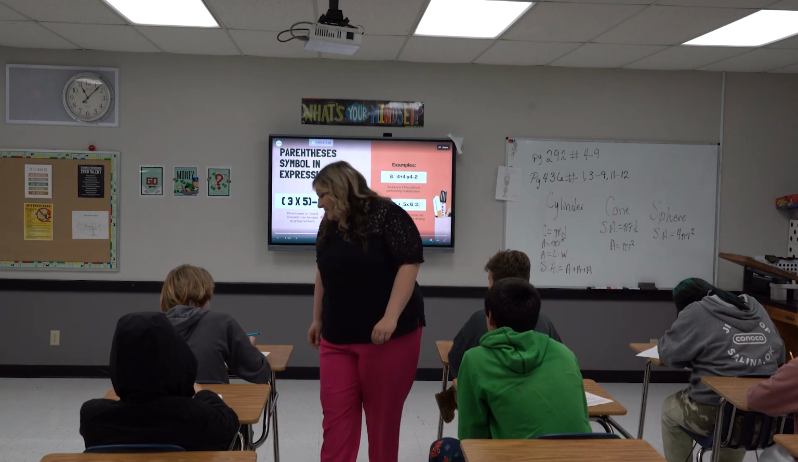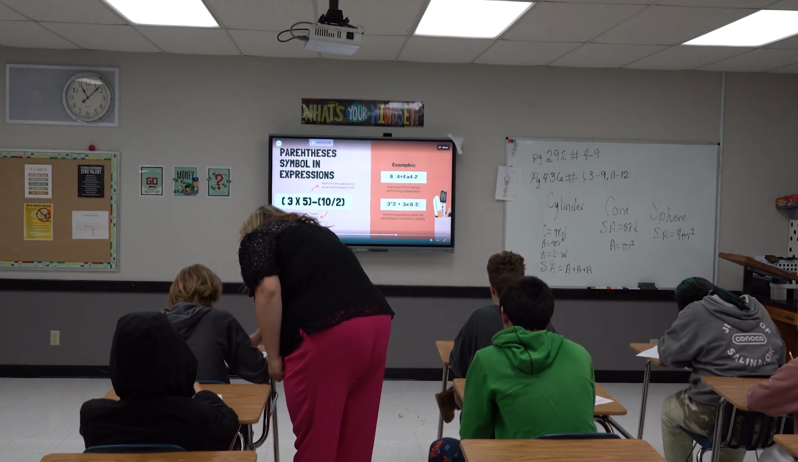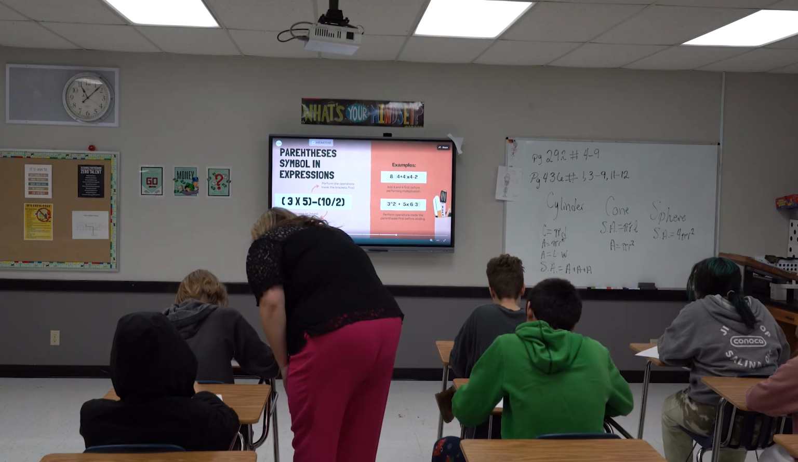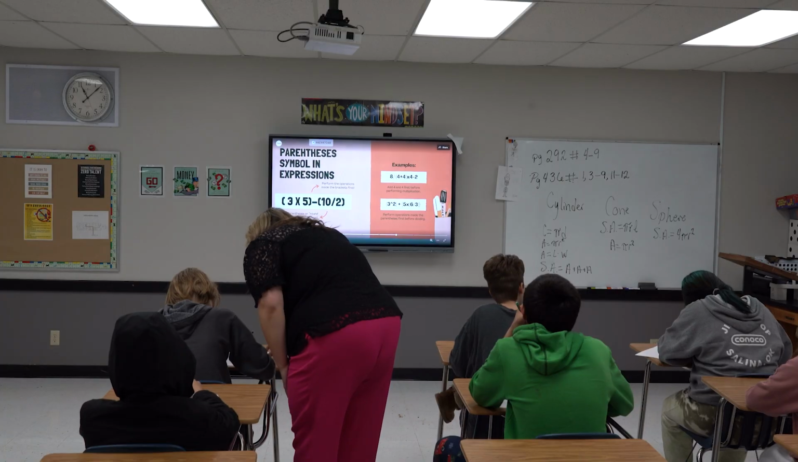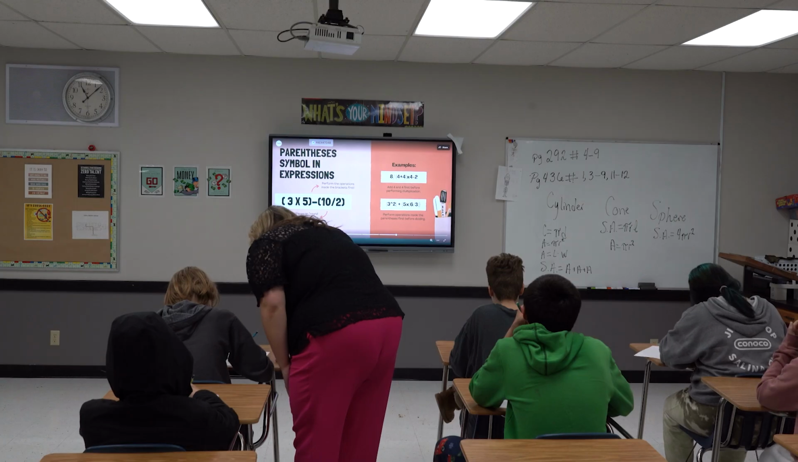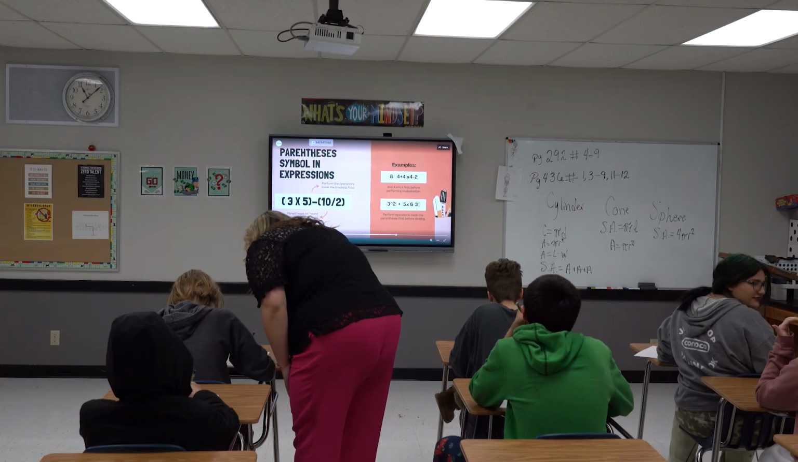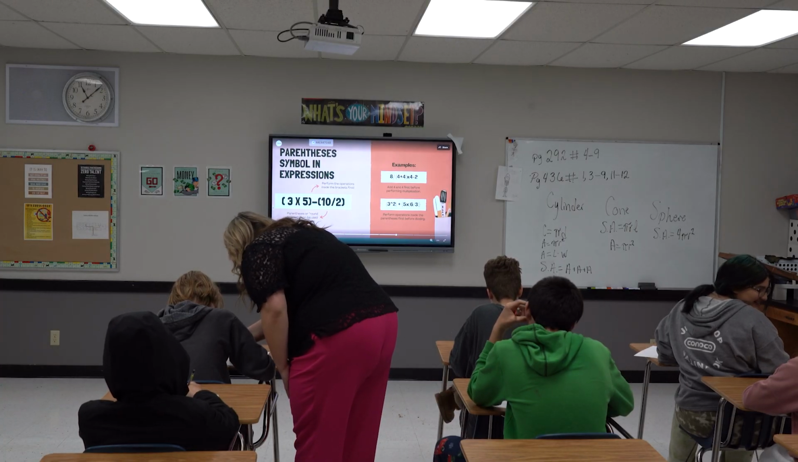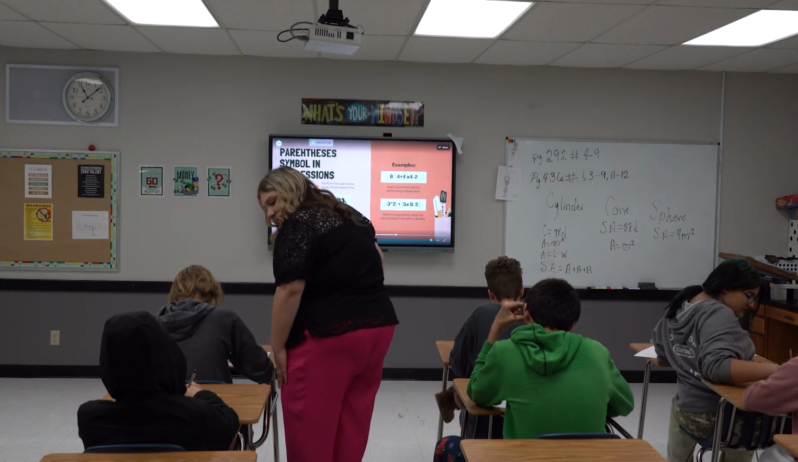How would I start this equation? Right, so we're going to start with what's in the parentheses. So we're going to go 3 times 5. Okay, so we put 15 in here? Okay, 10 divided by 2. 10 divided by 2, 4, 6, 8, 10. 5. And then we're going to drop down our sign right here. Minus, equal sign. What do we put right here? And then you'll put the answer. 15 minus 5. Good job.